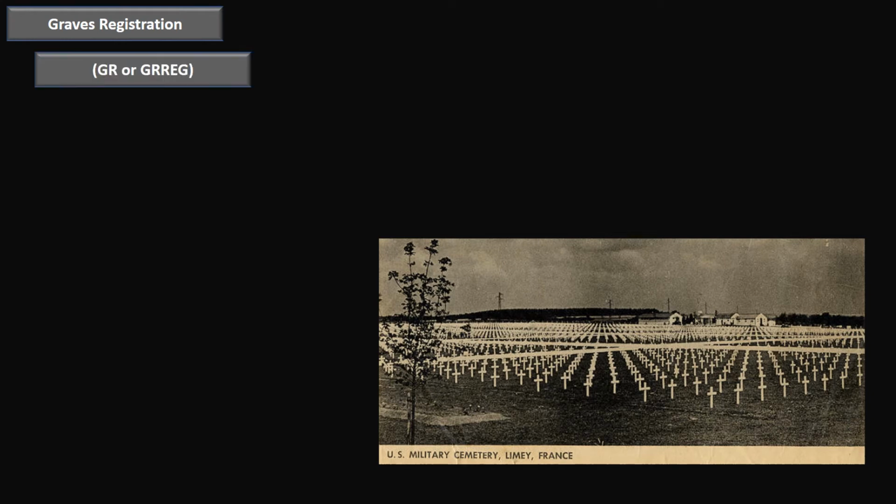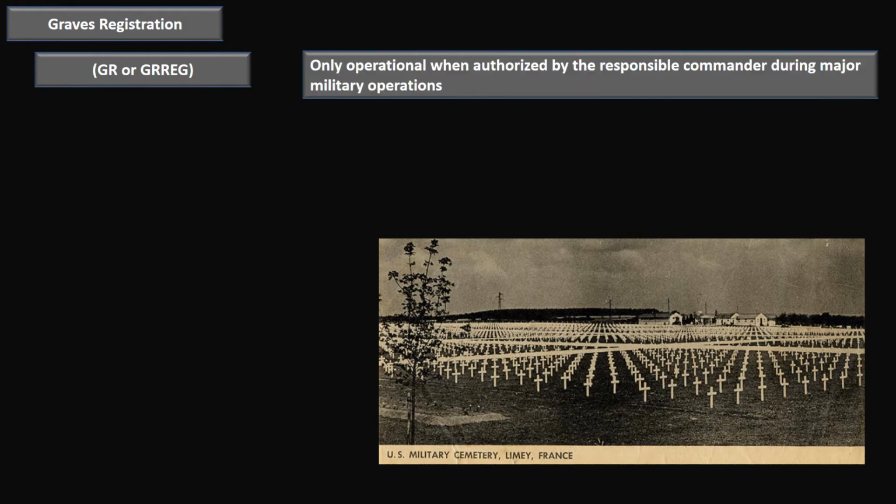Graves Registration Program. The Graves Registration Program, abbreviated GR or GRREG, is only operational when authorized by a responsible commander during major military operations. So if something was going on overseas and the casualty rate was exceedingly high, and we couldn't necessarily get everybody back to the United States for proper disposition of their remains, that might be a time when Graves Registration is activated, that part of the Decedent Affairs Program.